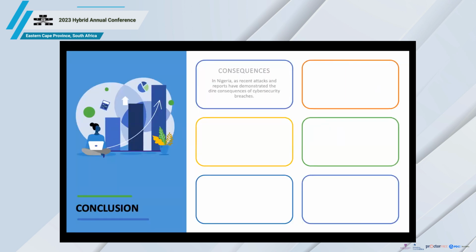Just to conclude, the major consequences that we have in Nigeria result from the data breaches that we normally have. The impacts are loss of data, financial losses, and what I will stress here is the reputational damage that Nigeria has suffered over the last 10 years.